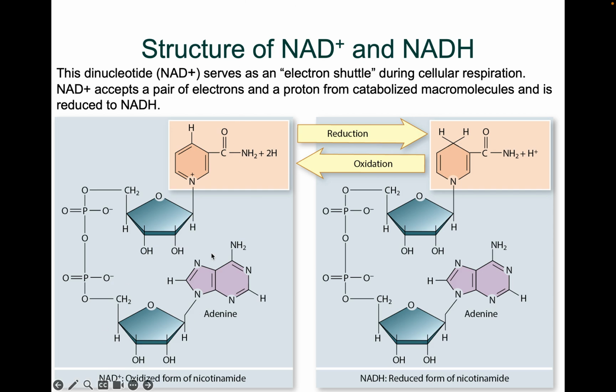So NAD has the following structure. This is NAD plus, the oxidized form. It is made of two nucleotides. This is the first nucleotide, the adenine nucleotide. If you remember, this is adenosine monophosphate. This is the adenine, this is the ribose sugar, and this is the phosphate.